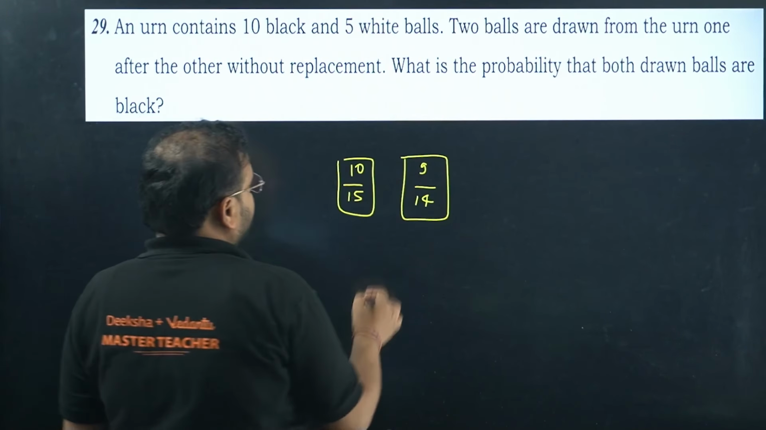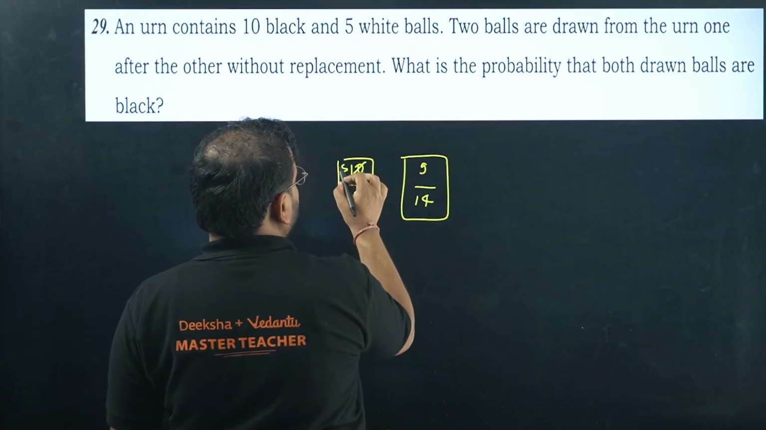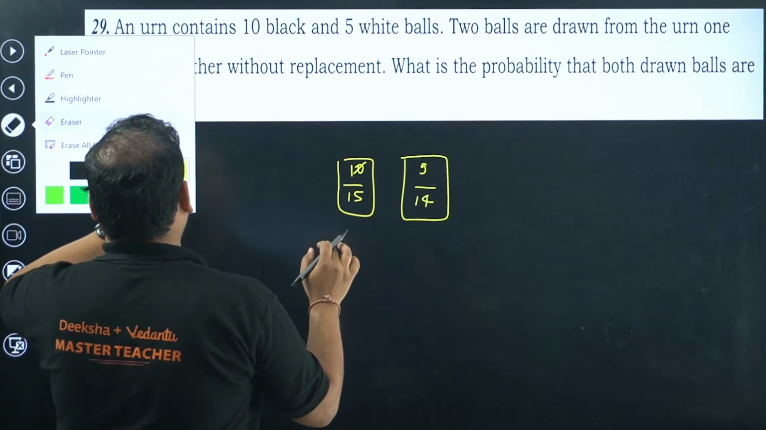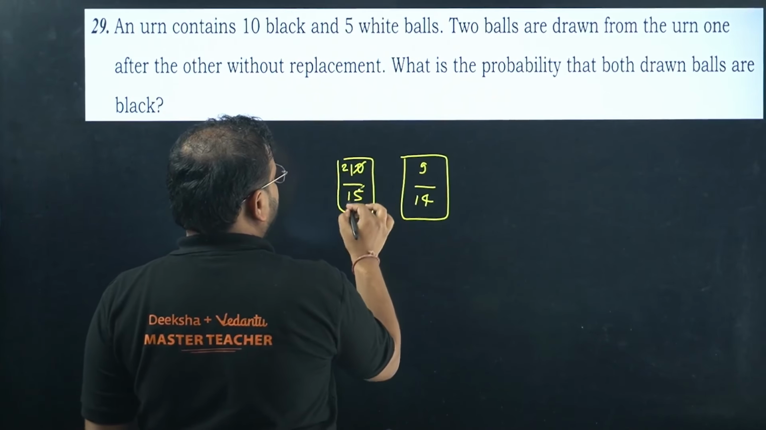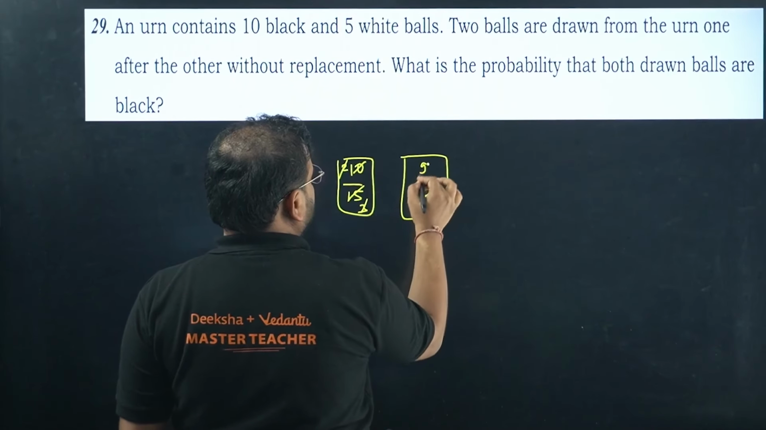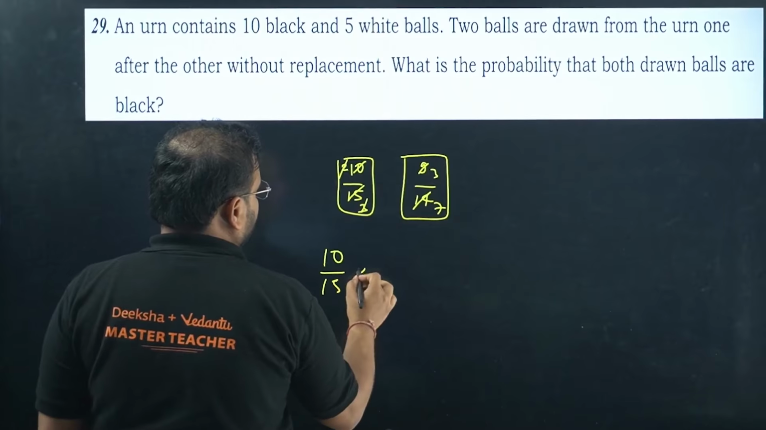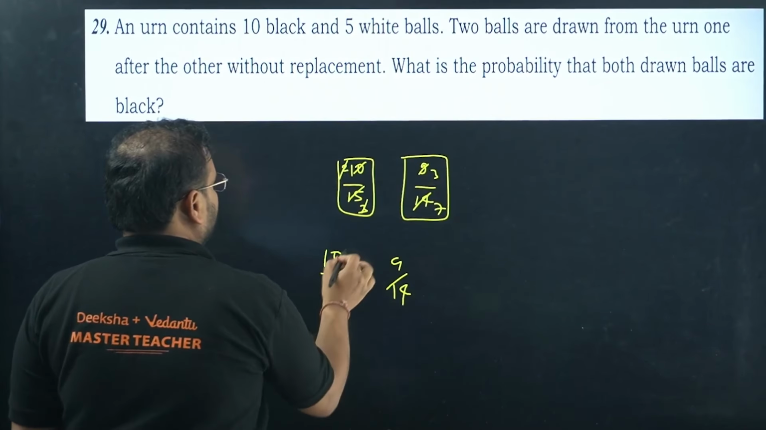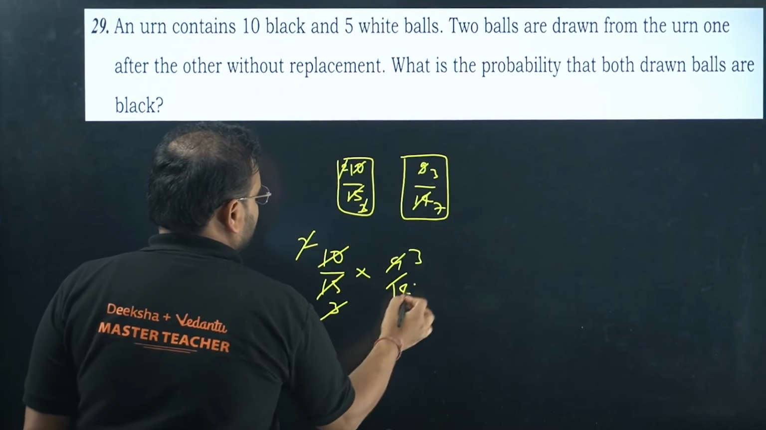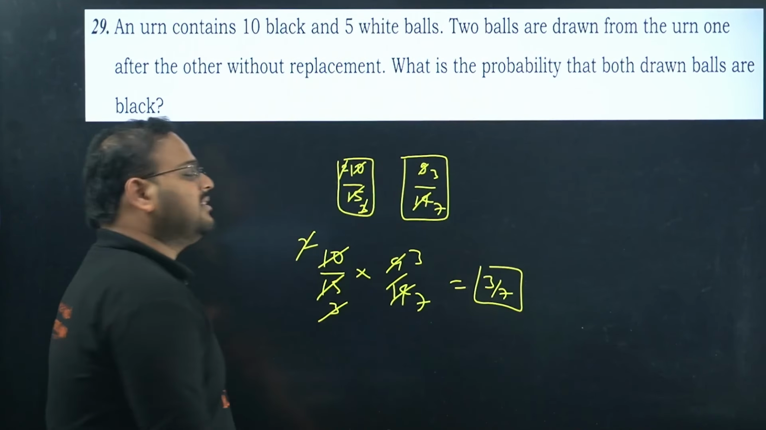So I get here, check this out, 10 over 15 into 9 over 14. So 5 twos are 10, 5 threes are 15, 3 threes are 9, 2 sevens are 14. Answer is what? 3 upon 7. Do let me know whether the answer is correct or not.